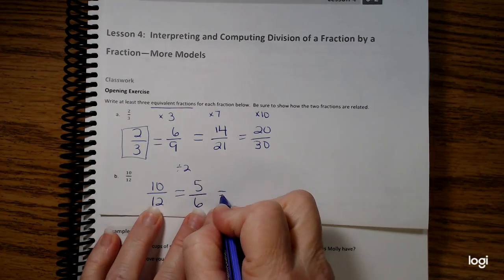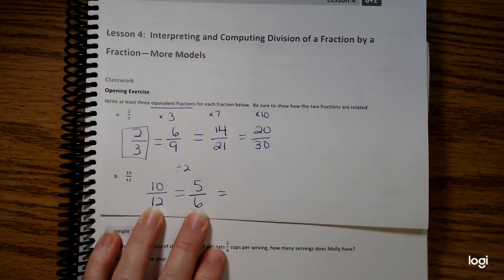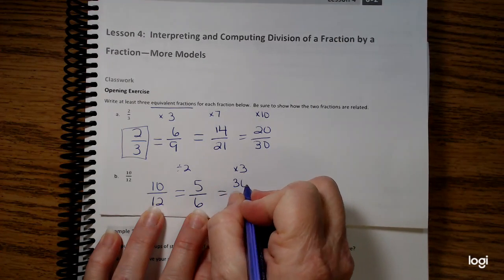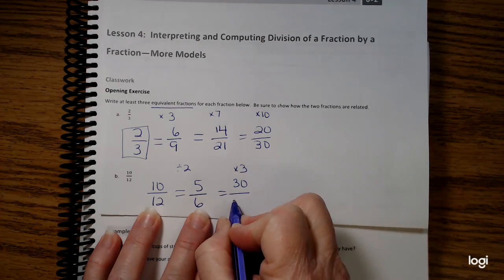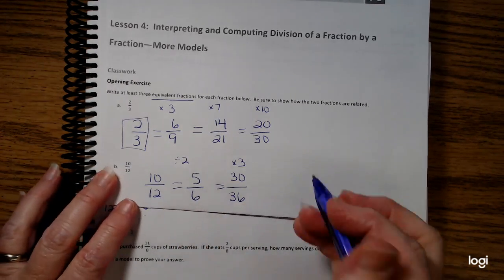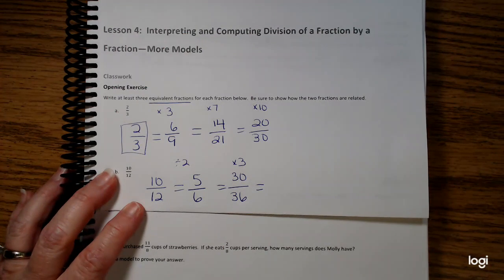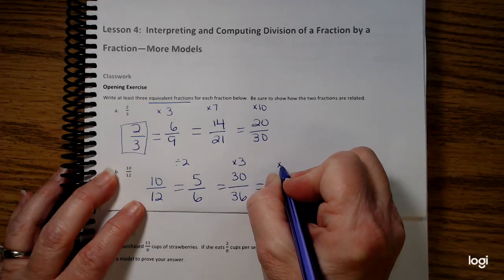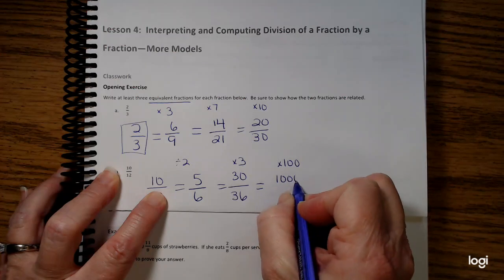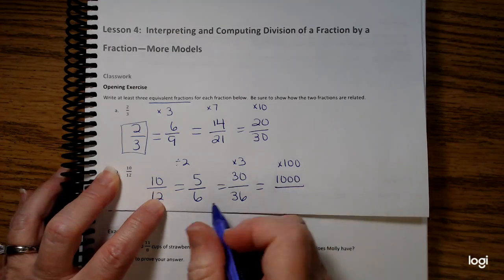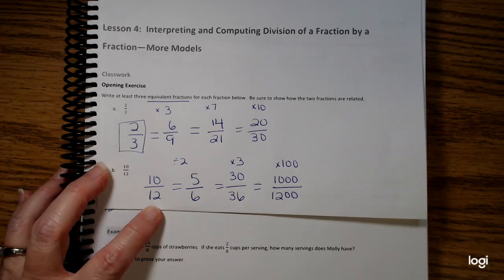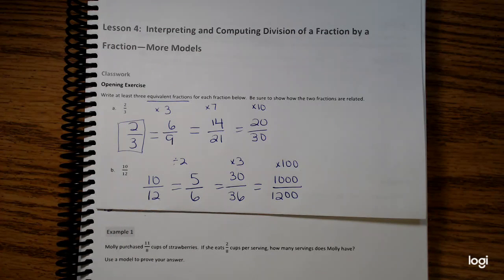So now I'm going to have to do some multiplying. Let's multiply by 3. 3 times 10 is 30, and 3 times 12 is 36. Okay, so we can pick another factor. So far I have made 2. Let's make one more equivalent fraction. Let's just go to 100, make it real simple. 100 times 10 is 1,000, and 100 times 12 is 1,200. So I have made what we call equivalent fractions.